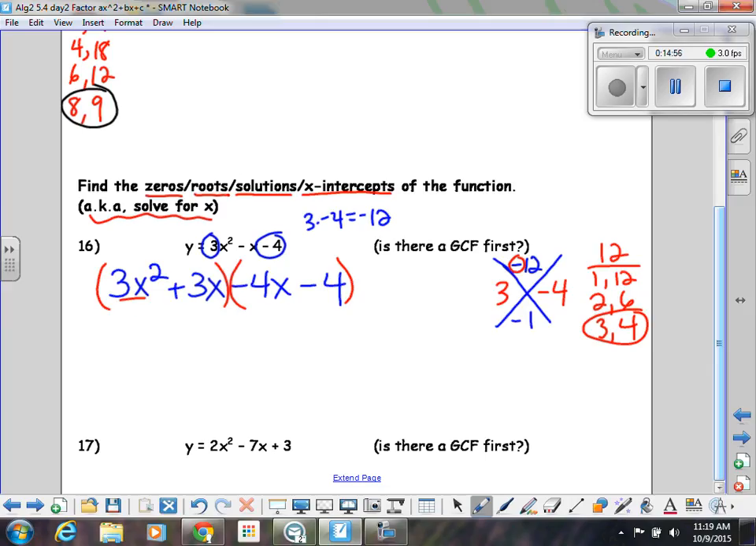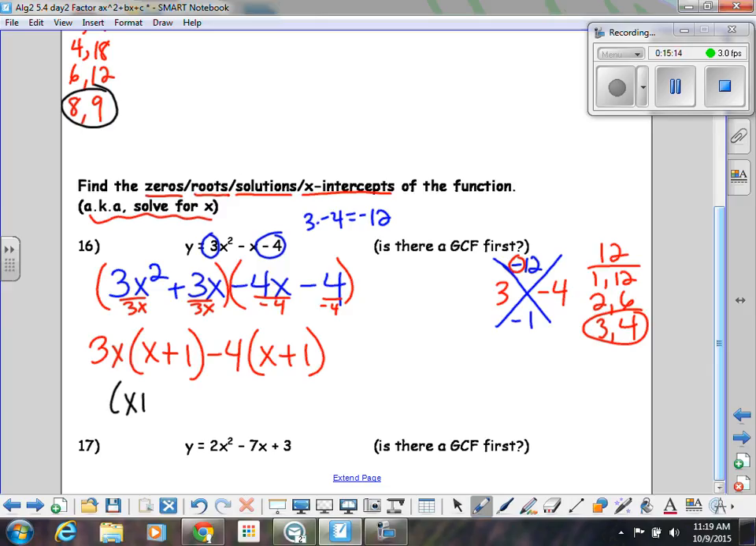And so I'm going to divide this by 3x. So I'll put 3x in front, that leaves me with x plus 1. I'm going to divide each of these by negative 4. So I'm going to put negative 4 in front, and that leaves me with positive x plus 1, which is what I want because I want the parentheses to match. So I have x plus 1 and 3x minus 4.